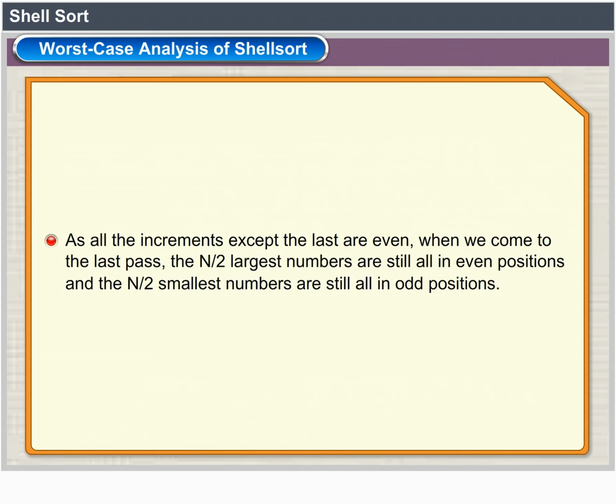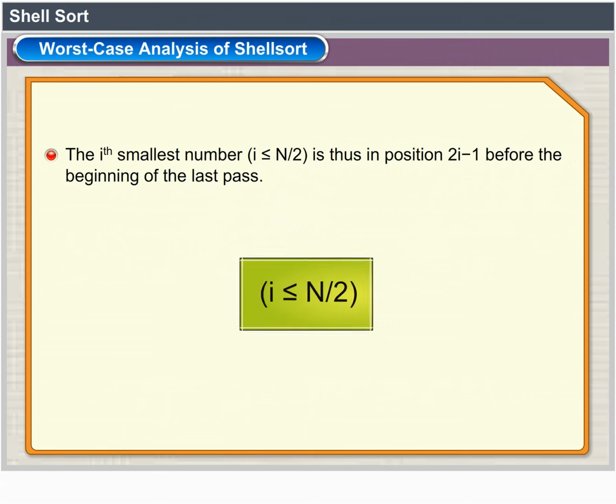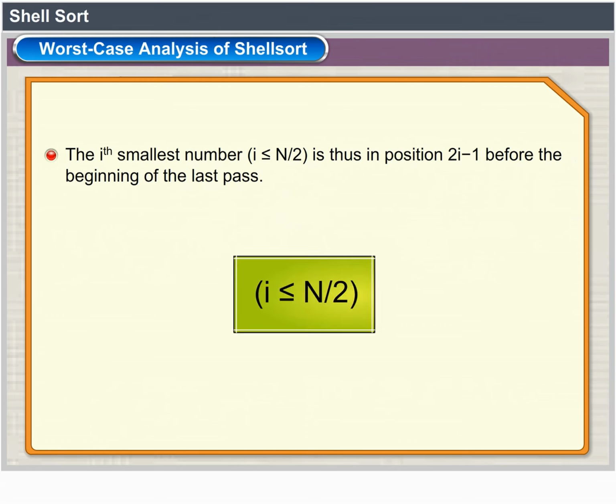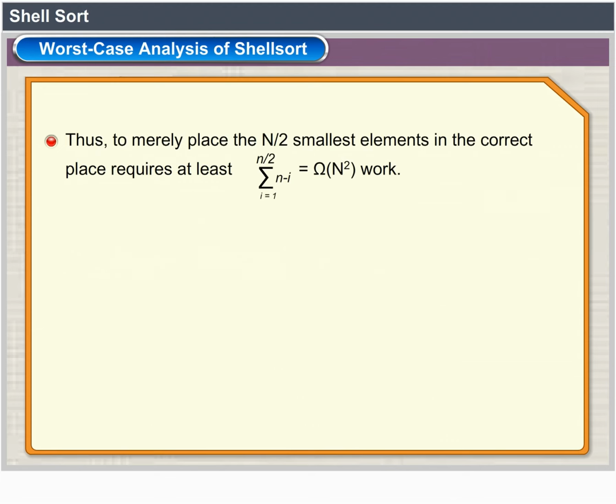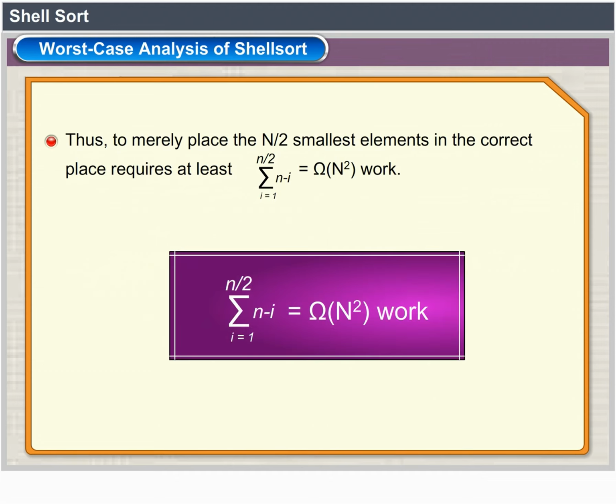The ith smallest number, i less than or equal to n by 2, is thus in position 2i minus 1 before the beginning of the last pass. Restoring the ith element to its correct place requires moving it i minus 1 spaces in the array. Thus, to merely place the n by 2 smallest elements in the correct place requires at least summation of i equals 1 to n by 2 of i minus 1, which equals big omega of n squared work.